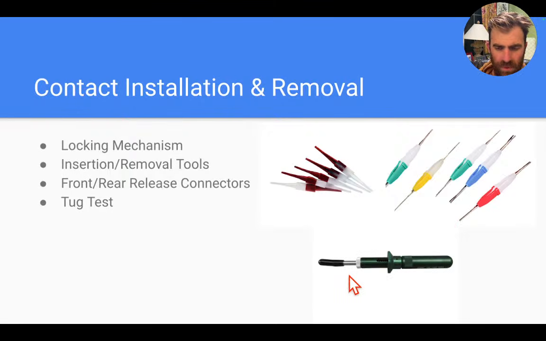And then some of the pins can be front release, so there's a little spring actuated removal tool that fits over the contact, and then there's a little plunger that pushes the pin out. So yeah, lots of different flavors of installation and removal tools, and the different colors here for these top examples denote the contact gauge that the tool is used for.